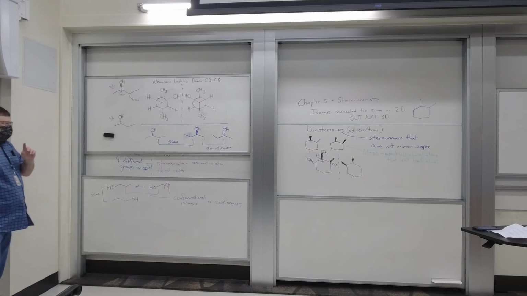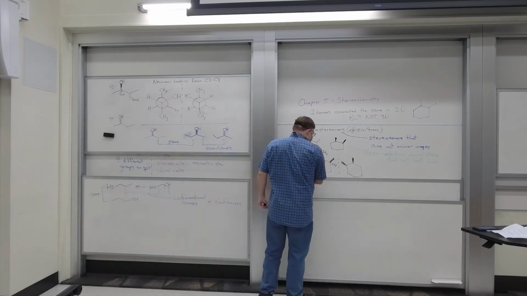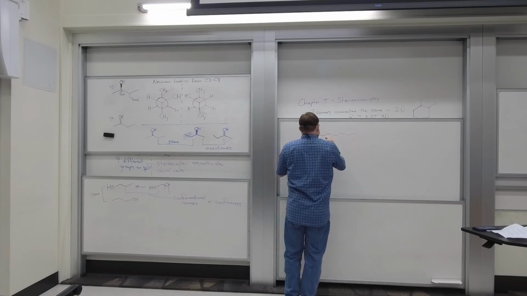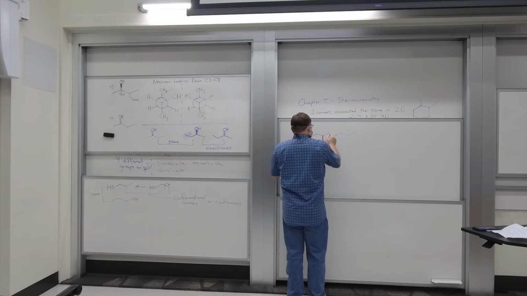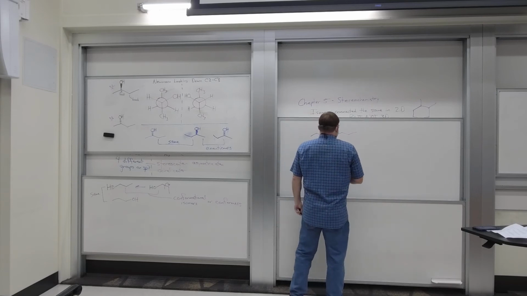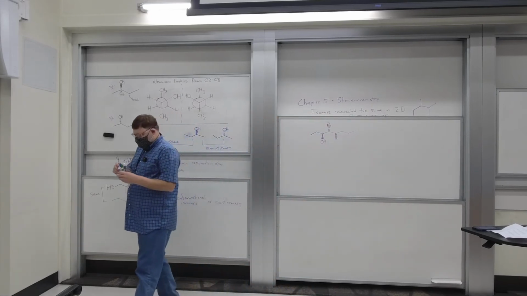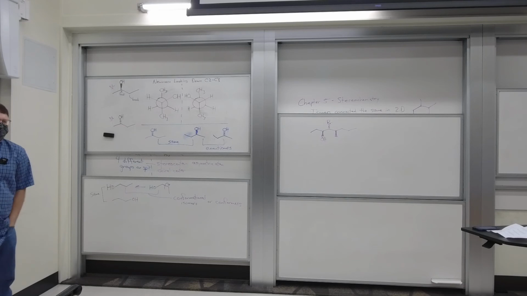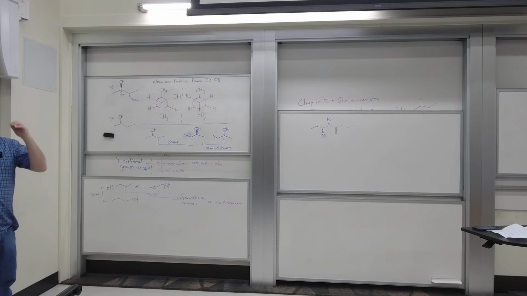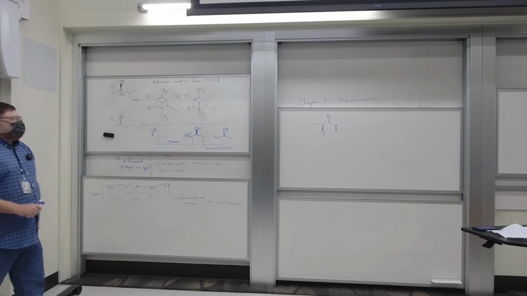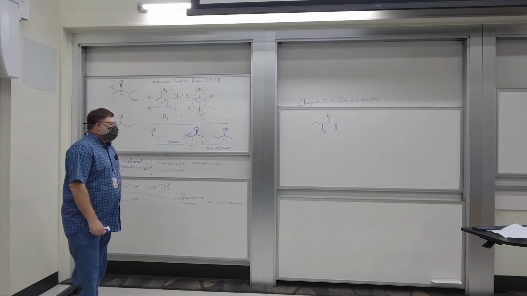let's do that example. Draw the enantiomer of that molecule. It's a bromine, yeah. The dashed bond is a bromine.